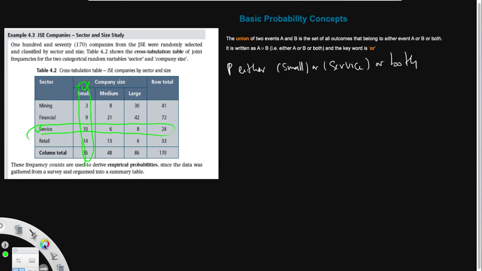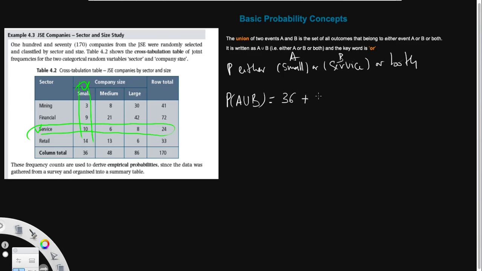What you need to do first is you write down the probability of A union B, because this is what we're doing, small and service. You first take up the total of all the small companies. Here we have 36, just so that you could see. So we have 36, then you put 36 there, okay? Then you add all the service sector companies.